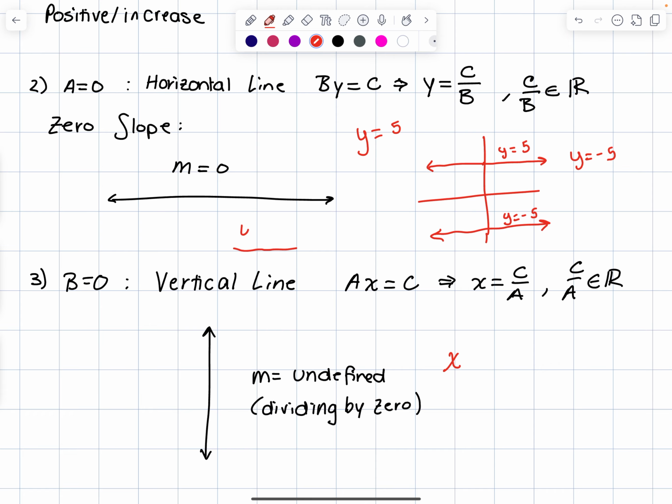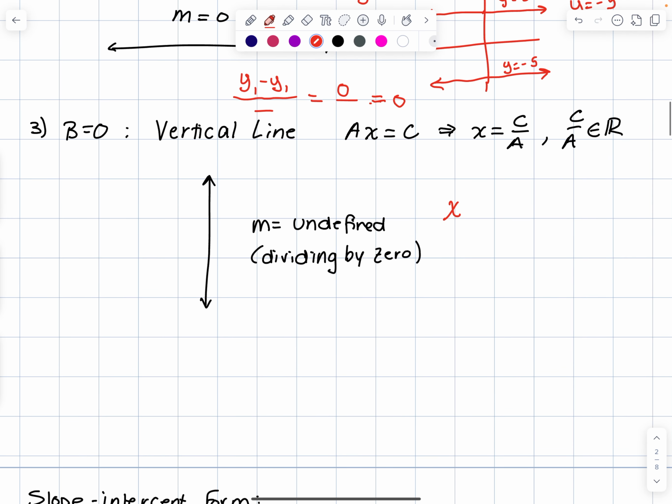So if you're subtracting y1 minus y1 because they are the same, it doesn't matter what's going on in the denominator because the top is always going to be 0. So that implies that the whole thing will just be 0. Now, vertical lines are a little different because the x1 value is the same as the x2 value because you're given x equals, say, 5. This is going to be the same for every single point on the line.